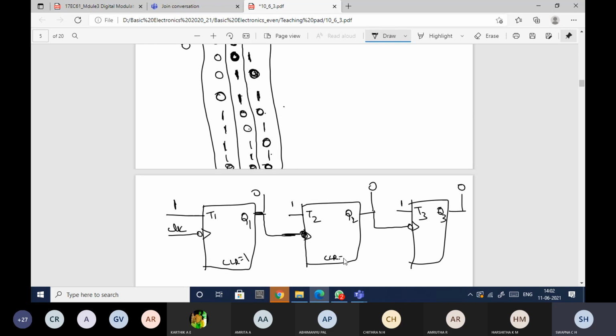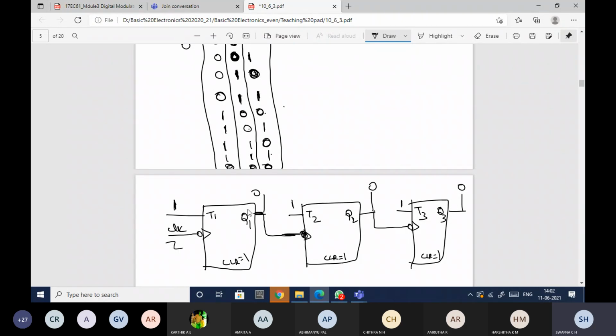So everywhere I'll give CLR equal to 1, so that the flip-flop output will be equal to 0. And I've given all the T inputs as 1 because the toggling has to happen. So how the connectivity should be for this toggling to happen, I'll tell you. First, 0 0 0 are my inputs. Now I'm giving the clock signal.